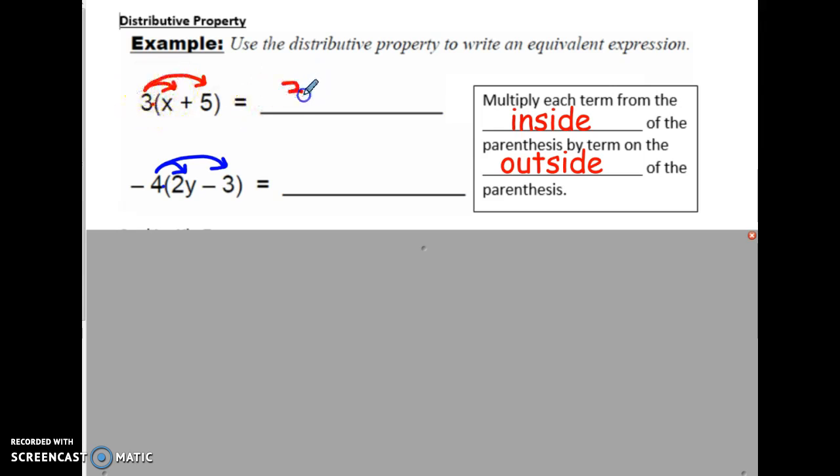3 times x is just 3 x's. And then 3 times positive 5 gives us positive 15. For your second example, you probably want to do the keep, change back here so you don't forget that that's really a negative 3. But in the very beginning, we would take this negative 4 times 2y to get negative 8y's. And then be careful, negative 4 times negative 3 is really positive 12. So we have to be very careful with our negatives when we're multiplying.